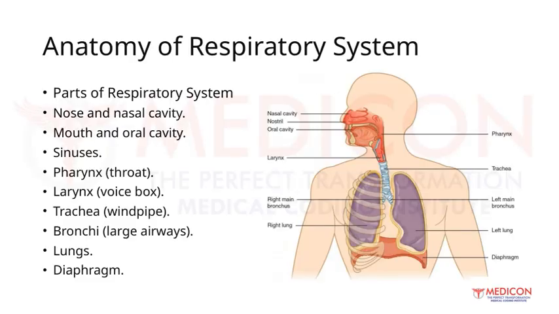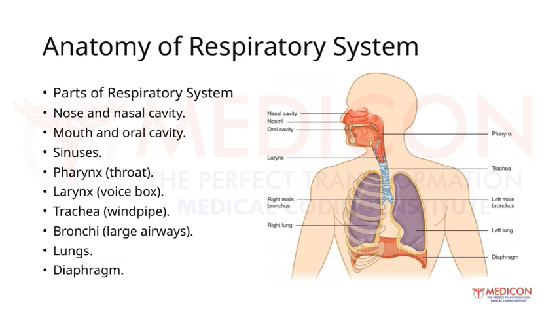Let's take a closer look at the anatomy of the respiratory system. This system is made up of several key parts that work together to help us breathe and provide oxygen to our body. First, we have the nose and nasal cavity, which are the main entry points for air. They also help filter, warm, and moisten the air we breathe. Next is the mouth and oral cavity, which can also serve as an alternative airway, especially during heavy breathing or when the nose is blocked.